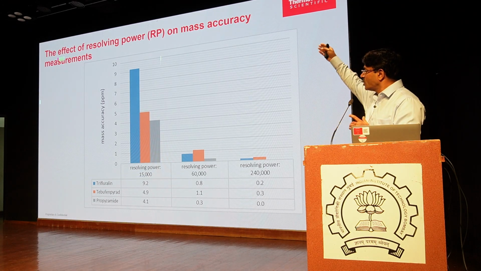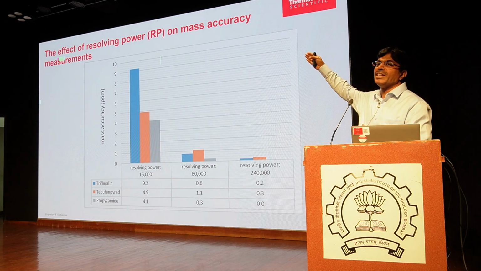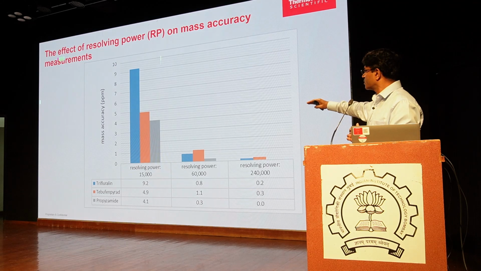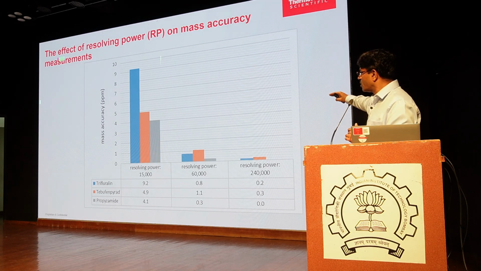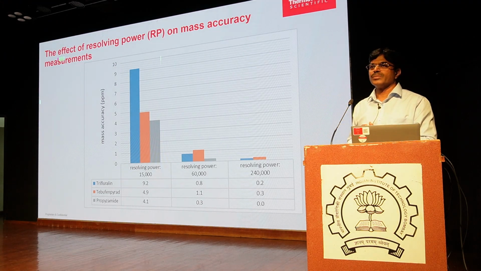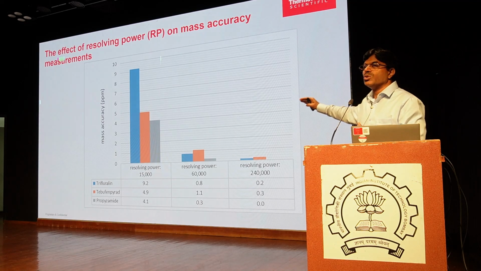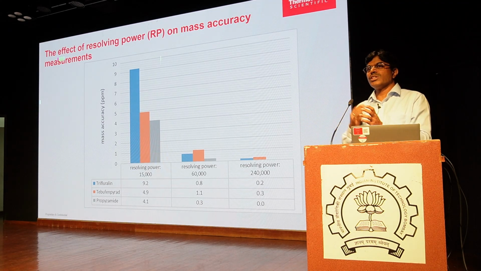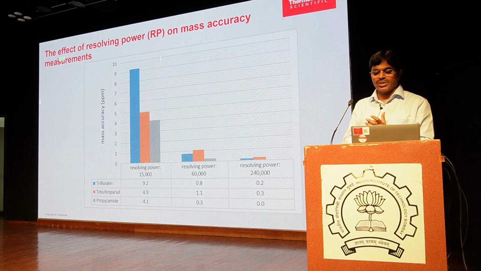So this is one way of showing, like say the resolution power is 15,000, then the mass accuracy for some of the species goes up to 9 ppm. But when it is 60,000, it is below 1 ppm. And if it is 240,000, it is below 0.5 ppm. So they are very, very close to the true mass of the compound. So the more the resolution power, the better is the mass accuracy.